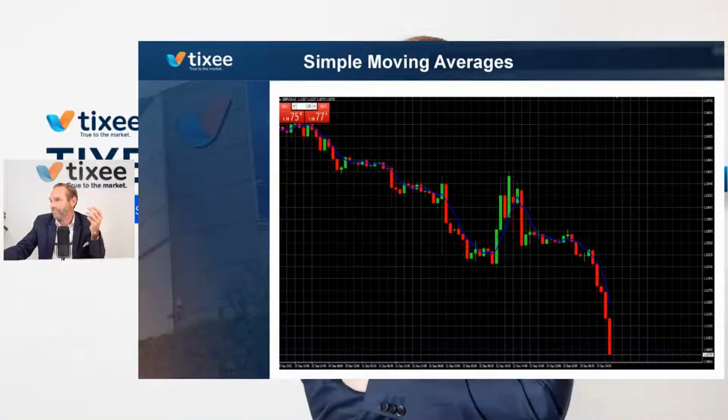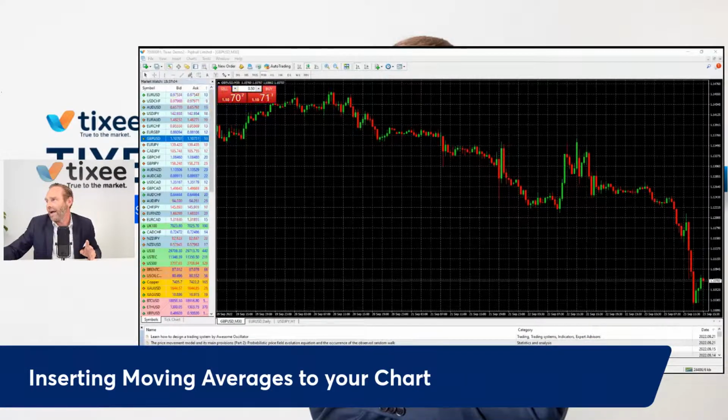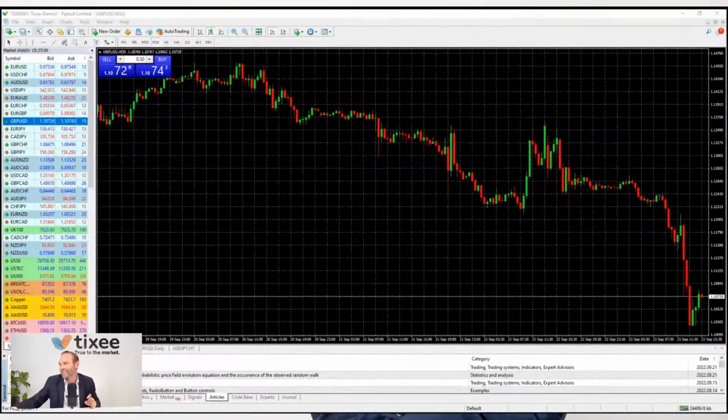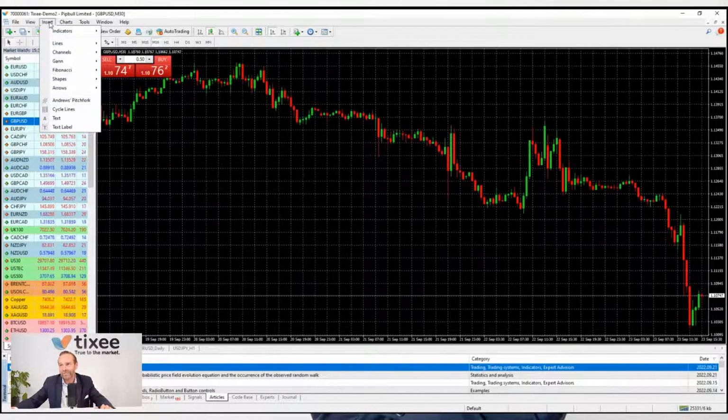Now, the question is, of course, how do you do it? You don't have to do the maths yourself, thankfully, but how do you add it yourself? Well, it's simple. Let's go on to my chart here. As you can tell, I'm looking at the pound sterling today, like we all have been looking at the pound sterling today. So what we do is go to Insert on the top of your chart, like here.